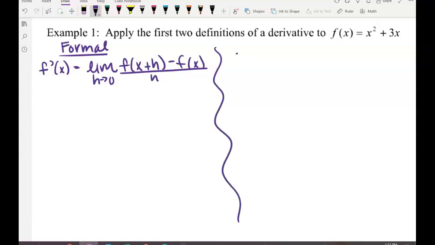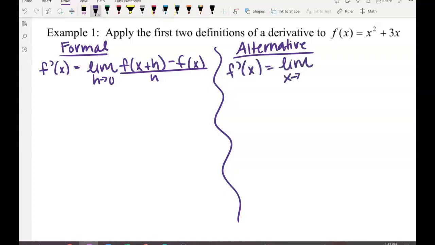We are going to do the other one on this side. The alternative definition is f prime of x equals the limit as our given point. Okay, so as x approaches A, so x is a nearby point, we want it to get really, really close to the given point of f of x minus f of A all over x minus A. All right, let's work this out.